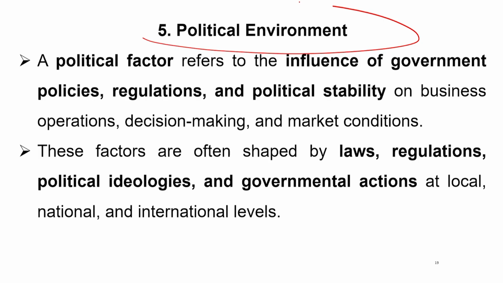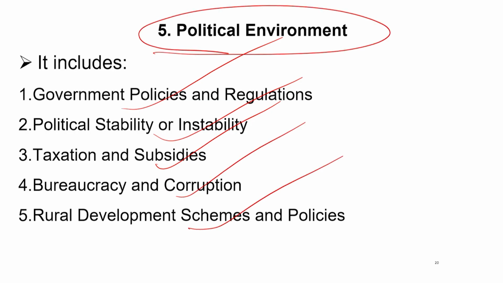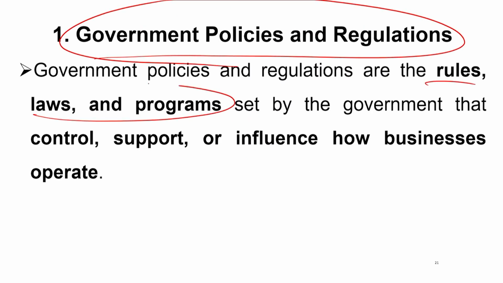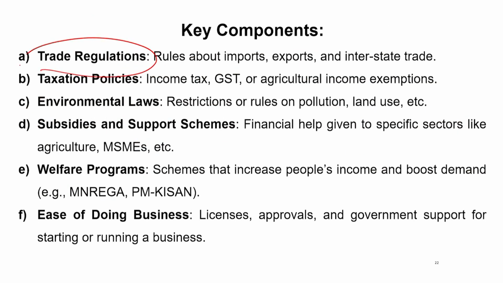So government policies and regulation need to be understood. Political stability, instability, taxation and subsidy should be understood. Bureaucracy, rural development, schemes and policy are also part of the political environment. Government policies, as I told you, are rules, laws and programs that support, control and influence how businesses operate. Trade rules and regulation: if a product or service has to be imported or exported, some rules and regulations apply. Some tariff rules are also there.